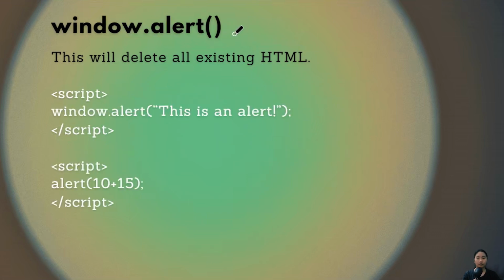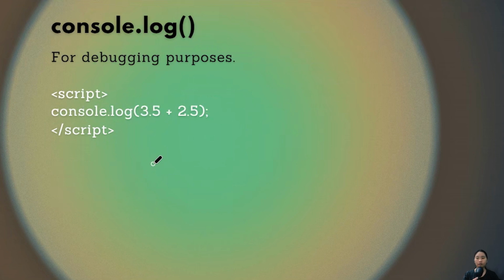As simple as that. Now to window.alert. window.alert, again, like document.write, will delete all existing HTML. But given the name, it is an alert, so it's sort of like a pop-up, right? It's not a paragraph that's just going to be put into your HTML file. It's just going to be a little pop-up that says this is an alert. Or you can alert 10 plus 15 equals 25. You can use strings, integers, floats, booleans. It's up to you to test it out.